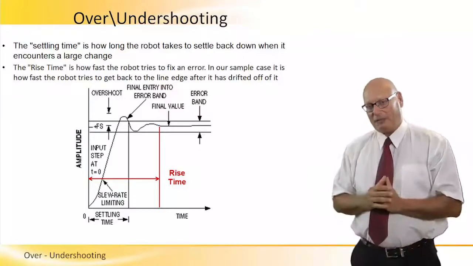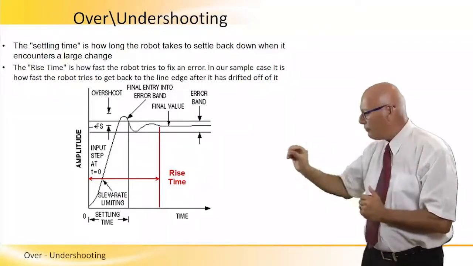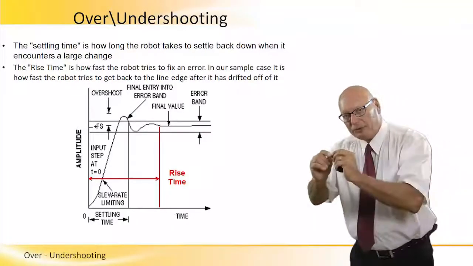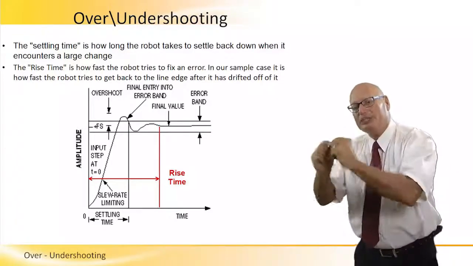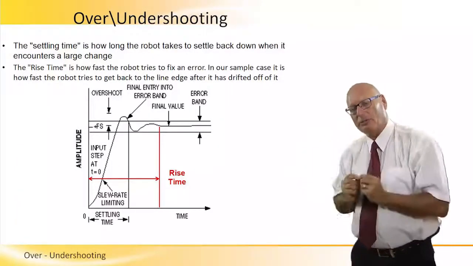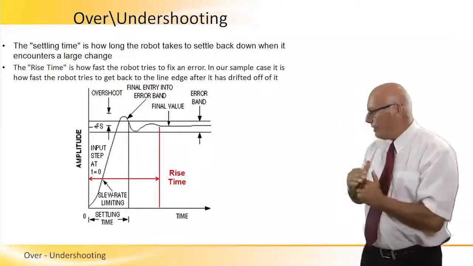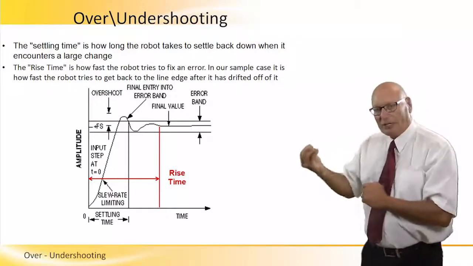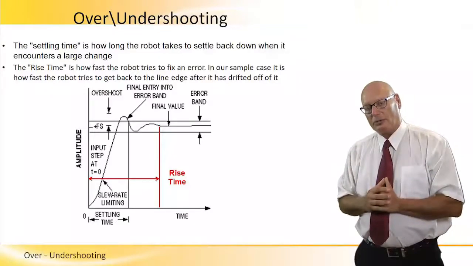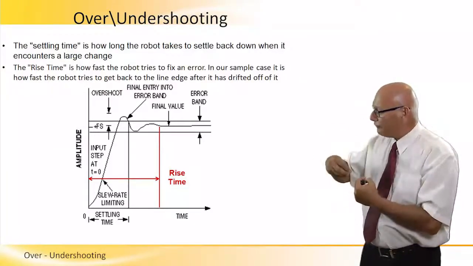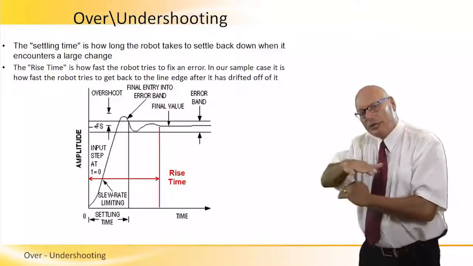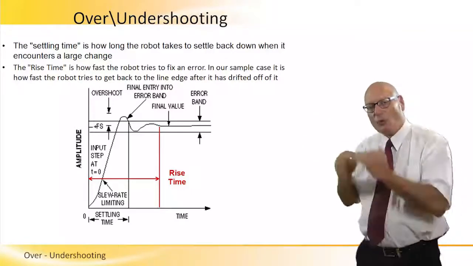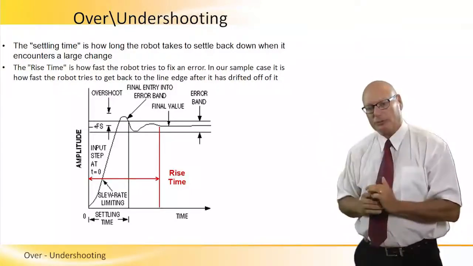And the rise time, which is specifically why we marked it in red, is the amount of time it took the robot to finally reach that set point position. We understand the overshoot, and in this particular graph, there is no undershoot, because the robot did not cross the lower threshold of the error band. So there's an overshoot and it gets stabilized within the error band. There's no undershoot.